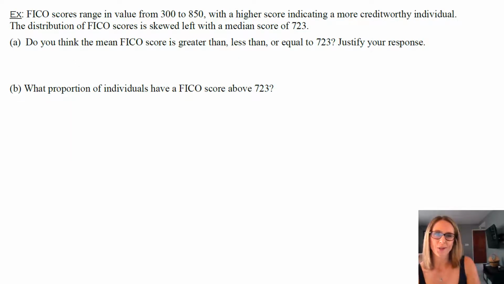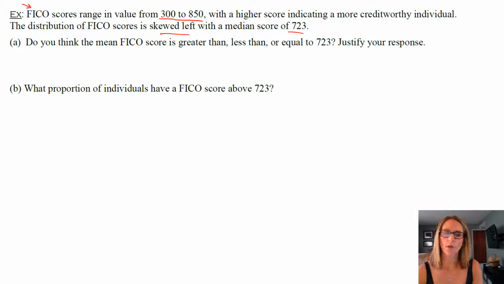Now, FICO scores, those are our scores. Those are essentially credit scores, which every adult has. Some of you probably know your credit score, some of you don't. Typically, they range from 300 to 850. So you can't actually get a 0. A higher score indicates that you have more good credit. And the distribution of FICO scores is skewed left. So you can look back up at the top of the page to see what skewed left looks like. And that's because a lot of people have very good scores and very few people have really, really horrible scores. The median score is 723.